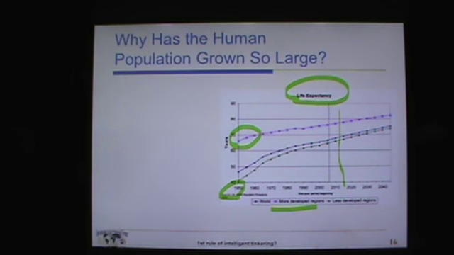You can see that in 1950, the life expectancy in more developed areas was about 67 years. Let me change to a pen so we can actually see what I'm writing here.